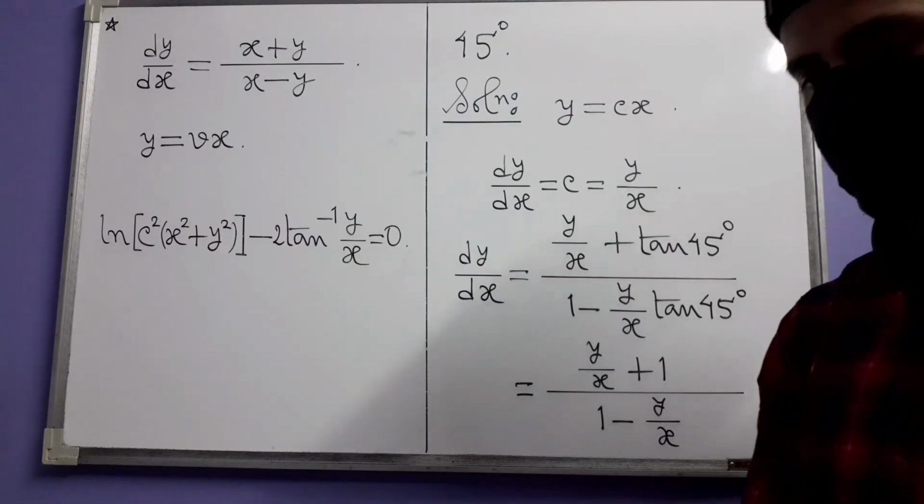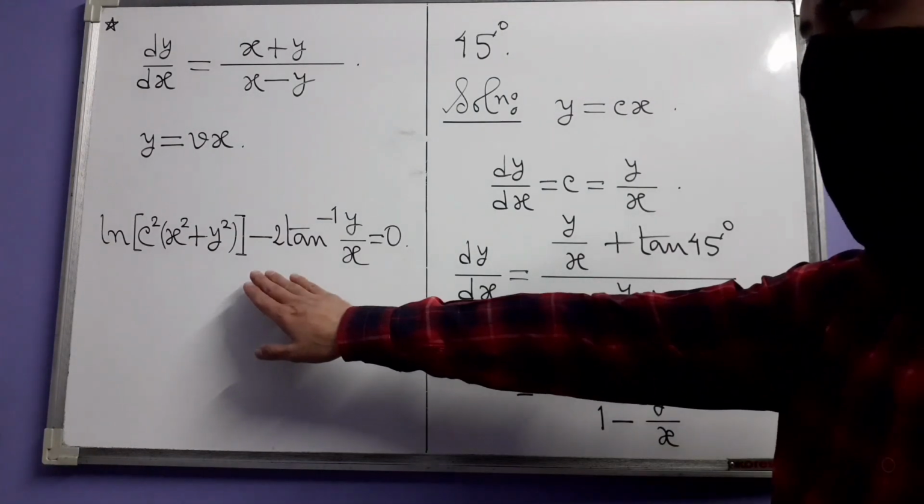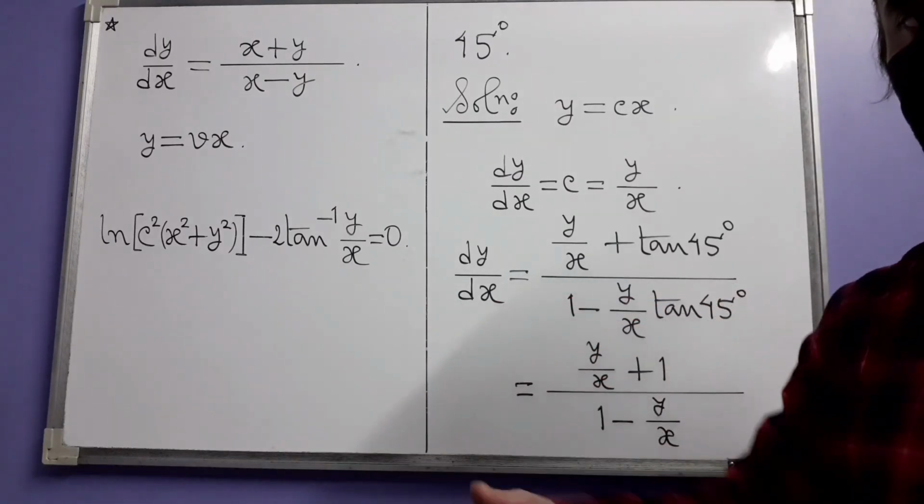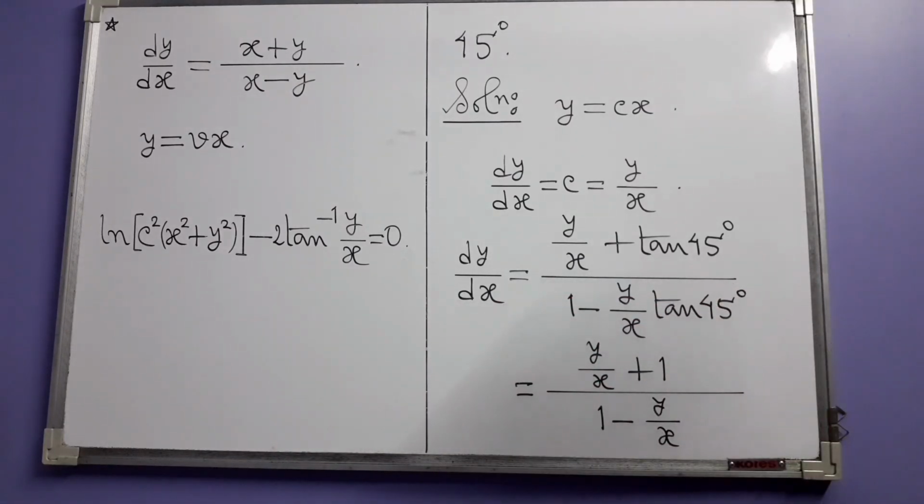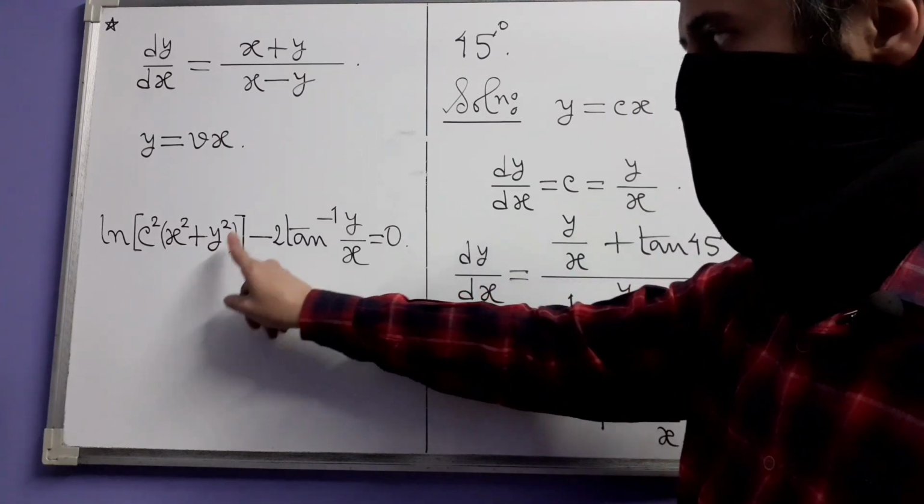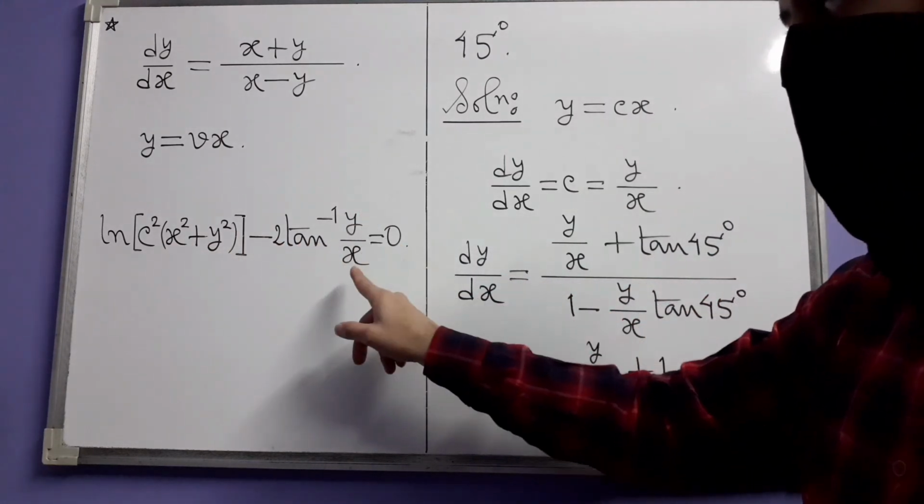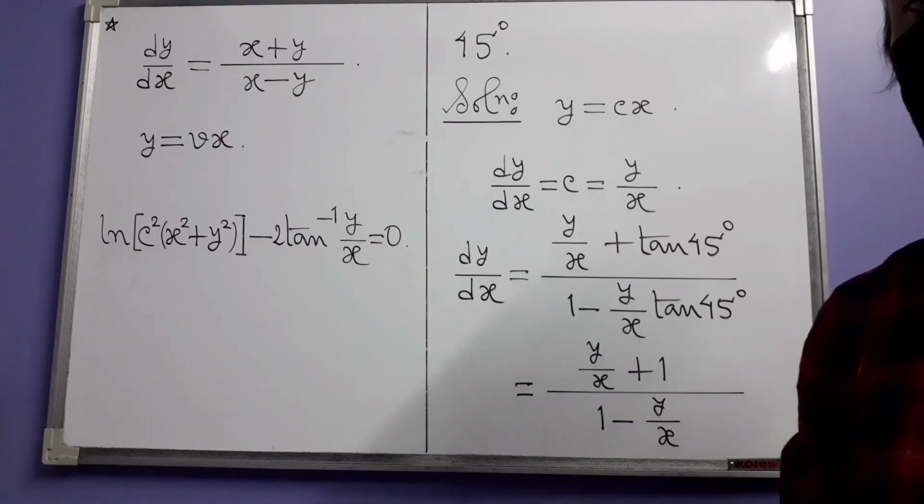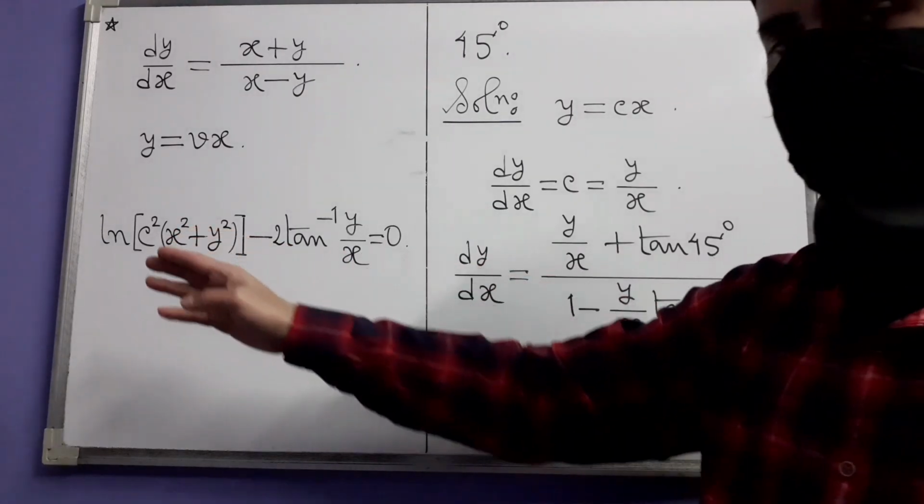And if you go through that process, this is what you will ultimately get as your one parameter family of oblique trajectories. Ln of c square times x square plus y square minus 2 times tan inverse of y over x equal to 0. And you understand that here c is the parameter.